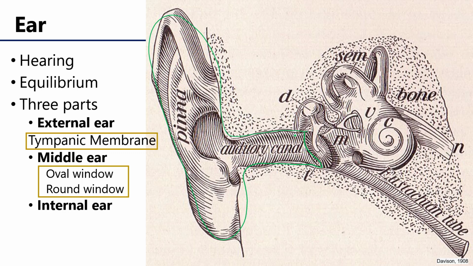And then there is the middle ear. The external ear and the middle ear are divided from one another by the tympanic membrane, or the eardrum. And then there is the inner ear, and the inner ear is separated from the middle ear by two passageways. There is the oval window and the round window.